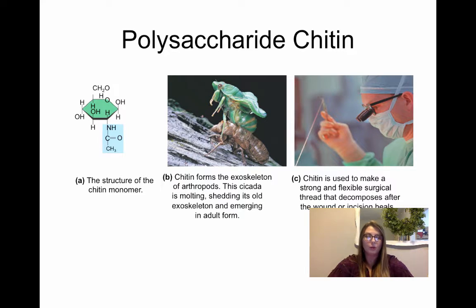So if you were to look on the back of a nutrition label and you saw that your food had chitin in it, it's probably some ground up shrimp shell or some kind of crustacean. It's not going to be one of the bugs.